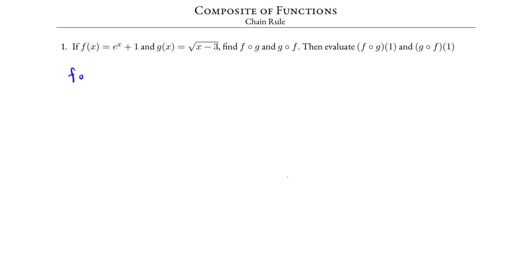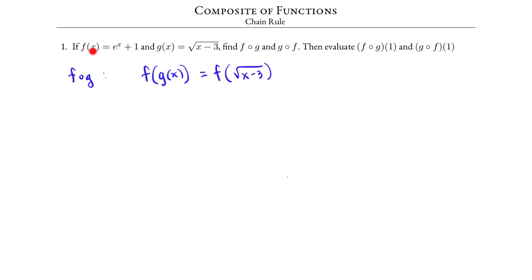First, f∘g, by definition, is f of g of x, in that order. We always evaluate the inner function first, g of x. We're given that g of x is the square root of x minus 3, so we replace g of x with the square root of x minus 3. And then we go to the function f. The input is now the square root of x minus 3 instead of simply x.